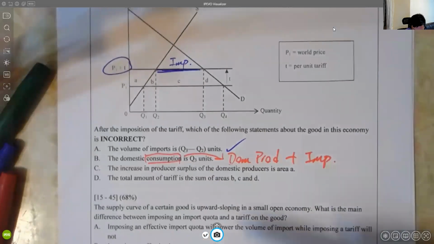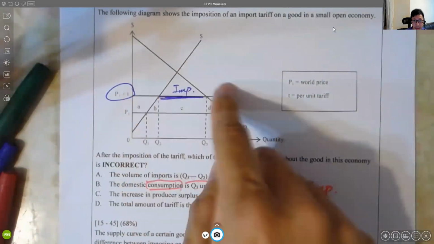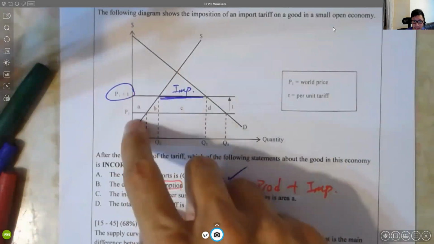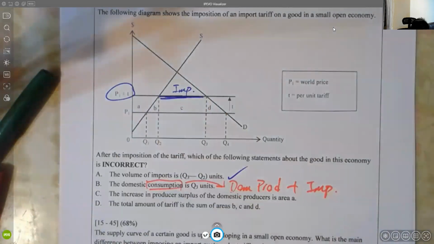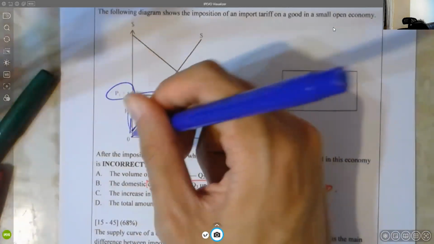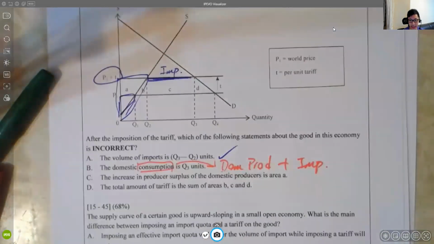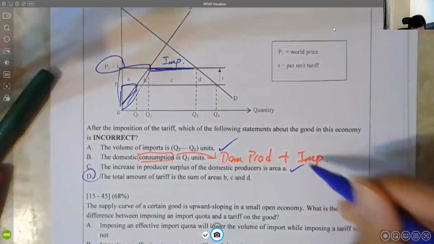Now, the increase in producer surplus is area A. Yes, very easy, right? Originally, P1 and MC, this guy. Now, P1 plus T and MC, obviously larger, from this little guy to this bigger guy. Therefore, A is the increase in the area. D is incorrect. Let's see why.